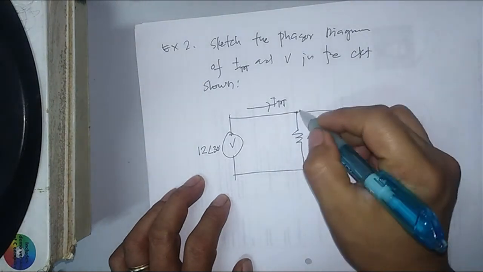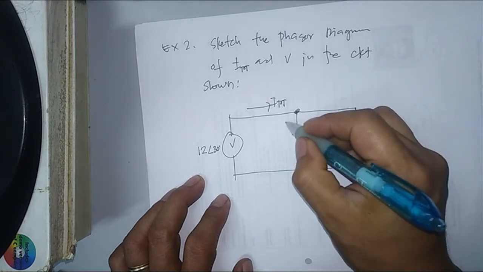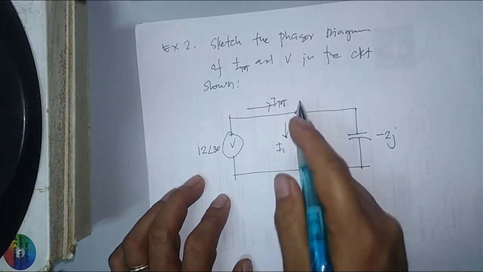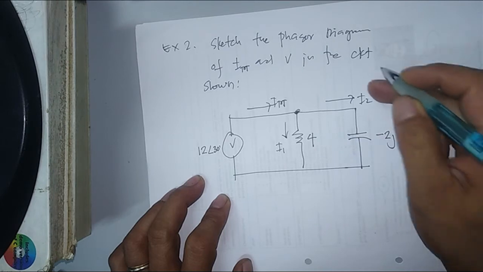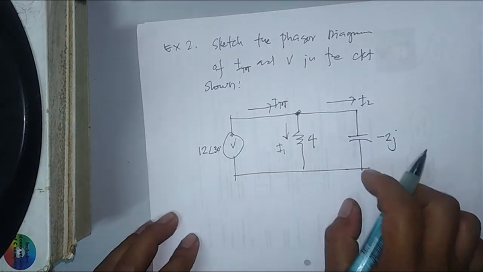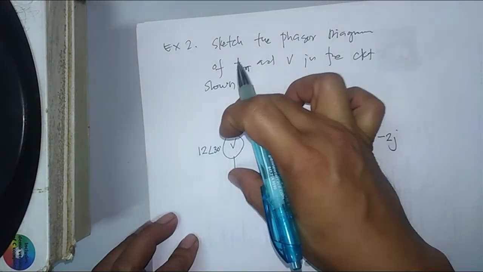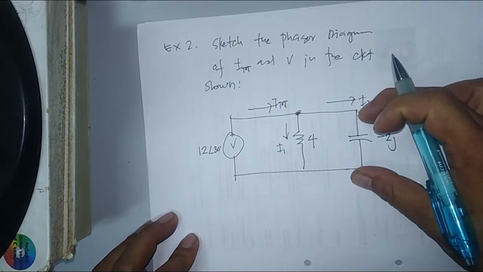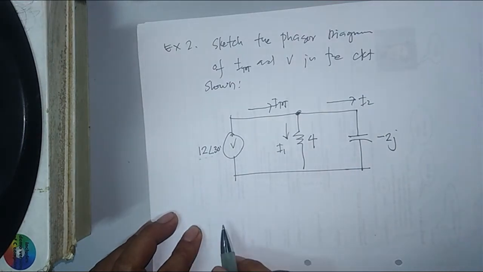Now, if the current will split from this junction, the current that is flowing on this resistor will become I1, and another current that is flowing here, we will label that as I2. Now, in our parallel circuit, the voltage here is the same here and also the same here, which is equal to 12 angle of 30 degrees.